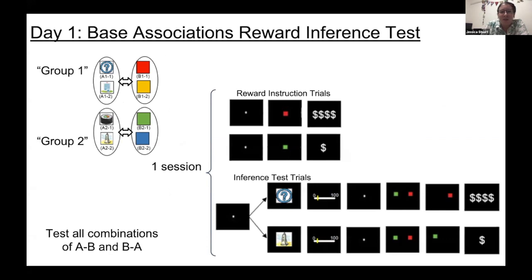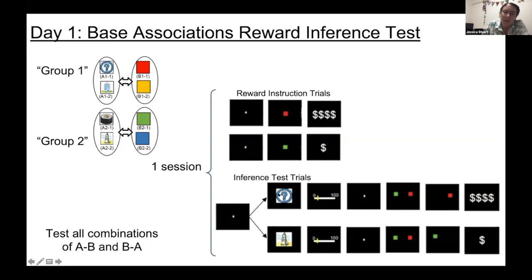After the people have learned these 2 simple functional categories, we want to test them. And again, this test is very similar to that which Pano Masamichi used. So first of all, they will get some reward instruction trials, where they'll learn that one of the B stimuli from one group is related to a large reward, and a B stimulus from the other group is related to a smaller reward. And then they'll have the test trials.